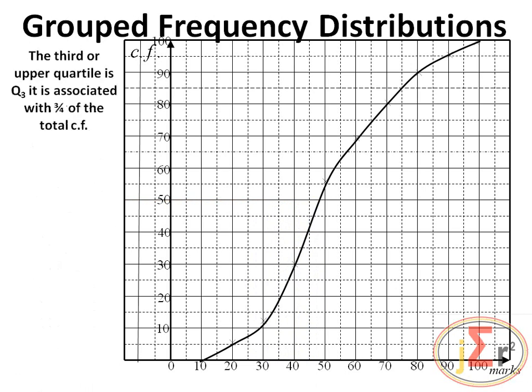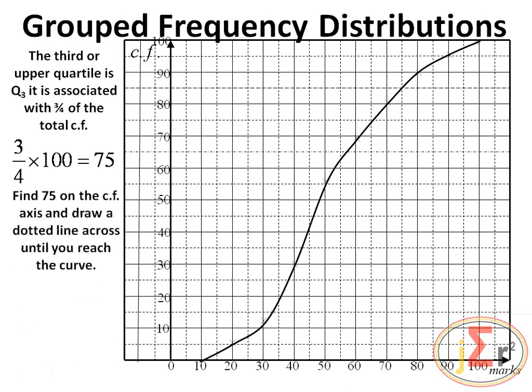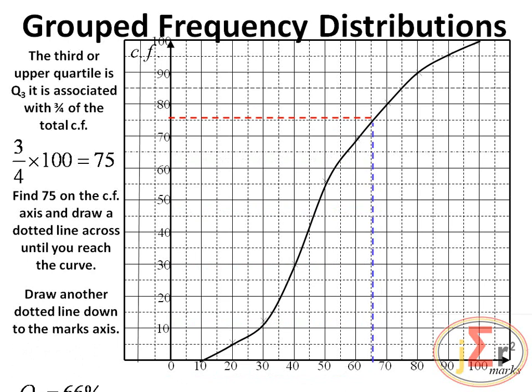Of course, there's another one. The third or upper quartile is Q3. It is associated with 3/4 of the total cumulative frequency. 3/4 of 100 is 75. So find 75 on the cumulative frequency axis and draw a dotted line across until we reach the curve. When we get there, draw another dotted line that goes down to the marks axis. And that value that we have there, 66, is our upper quartile.